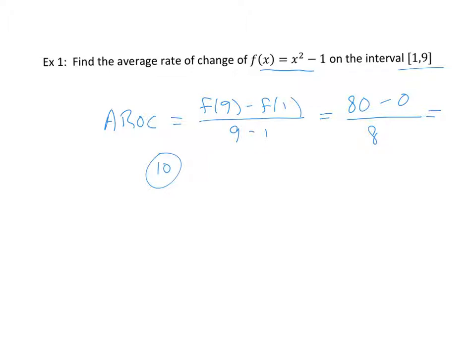Okay, and just very quickly, graphically, what you're seeing is, if this is the graph of x squared minus 1, looks something like this. Okay, you just found f of 1 is 0, and f of 9 is 80. This is clearly not drawn to scale, but you found the slope of this line here. Okay, so the slope is equal to 80.